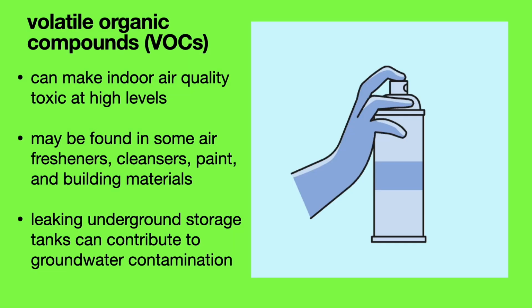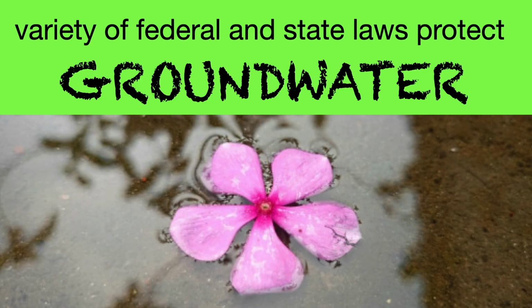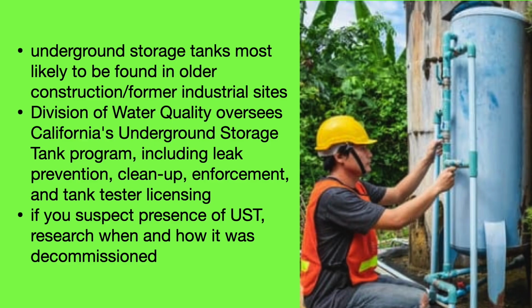Volatile organic compounds, VOCs. VOCs can make indoor air quality toxic at high levels and may be found in some air fresheners, cleansers, paint, and building materials. Leaking underground storage tanks can contribute to groundwater contamination. A variety of federal and state laws protect groundwater. Underground storage tanks are most likely to be found in older construction and former industrial sites. The Division of Water Quality oversees California's underground storage tank program, including leak prevention, cleanup, enforcement, and tank tester licensing. If you suspect the presence of a UST, research when and how it was decommissioned.